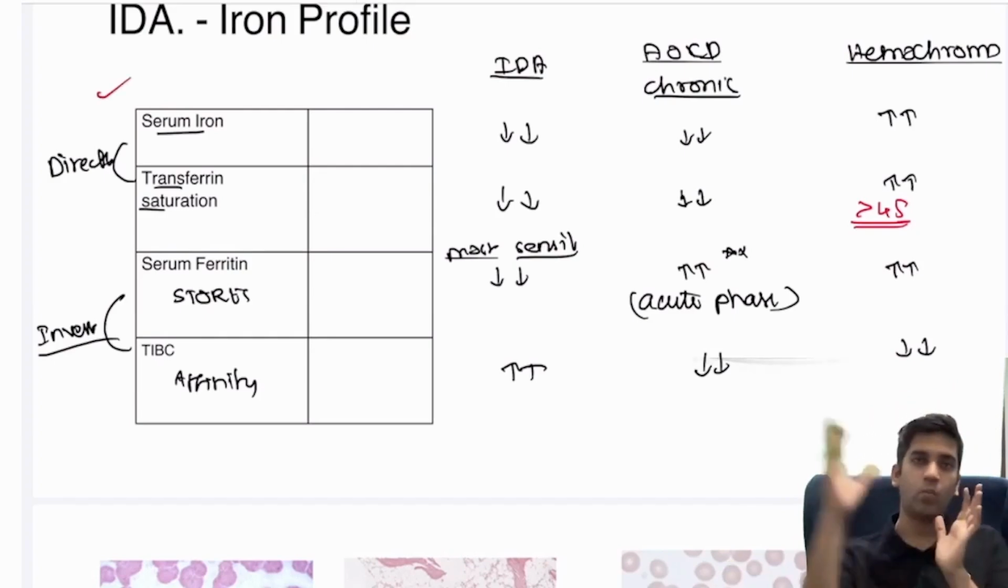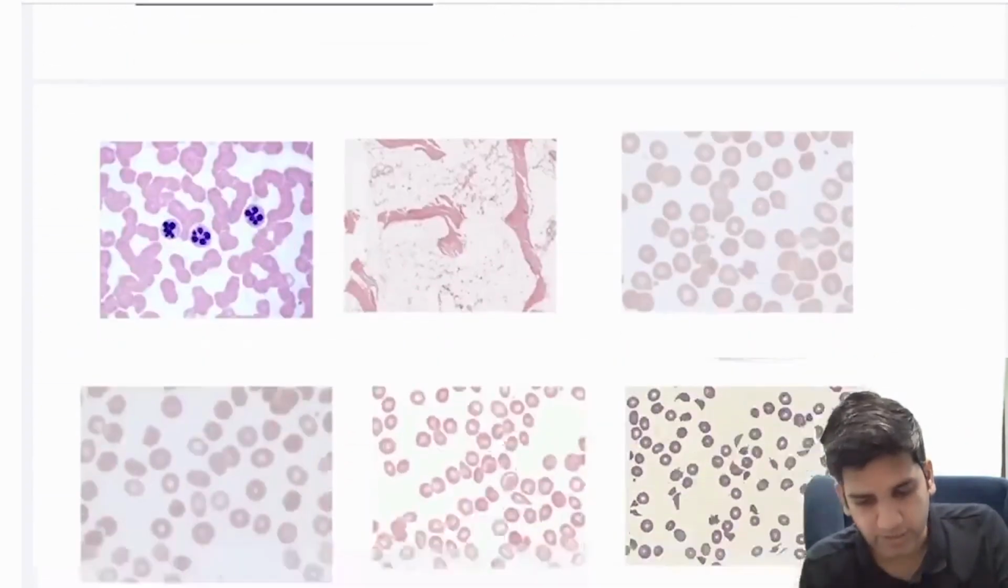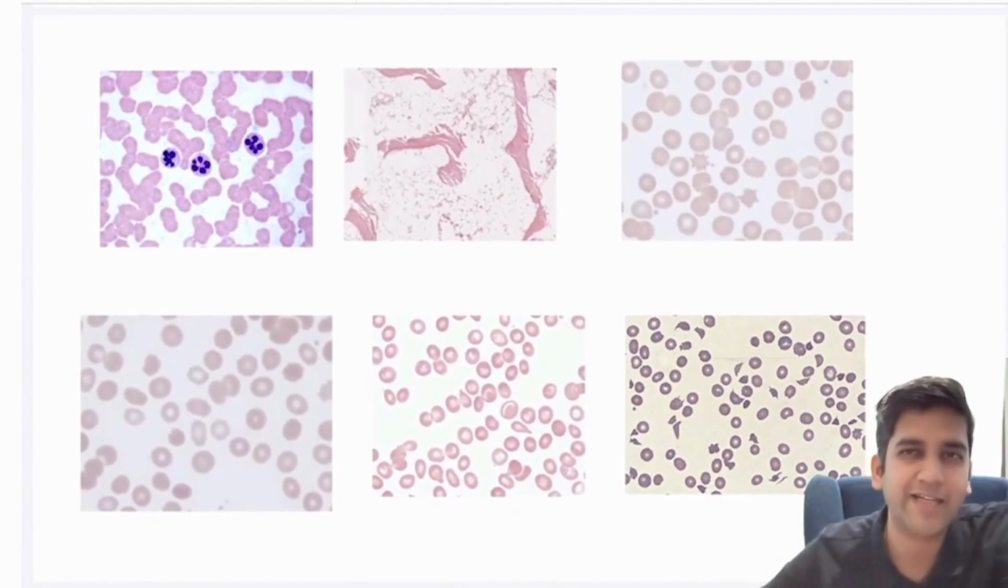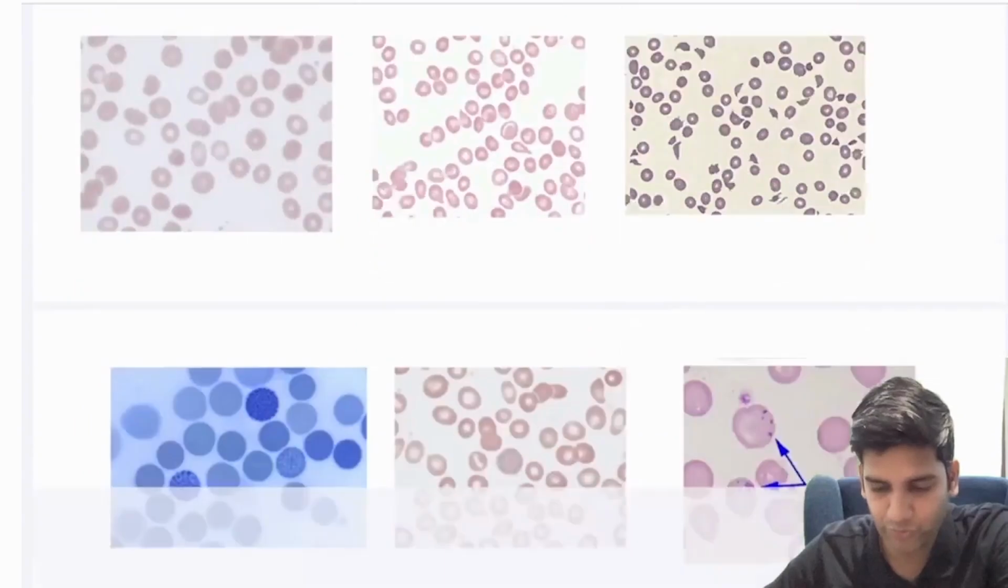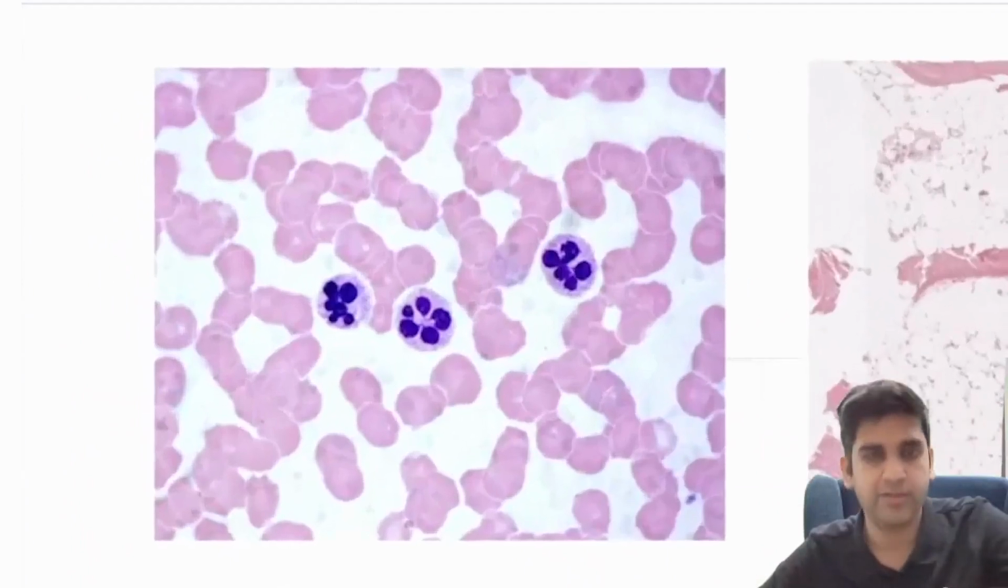Directly, inversely, whatever way it may come, you will definitely handle that problem, right? Okay, now just a few images, classical images, just 1 or 2 points regarding the images, right? I have 2 sheets of images and all of them are important for us.